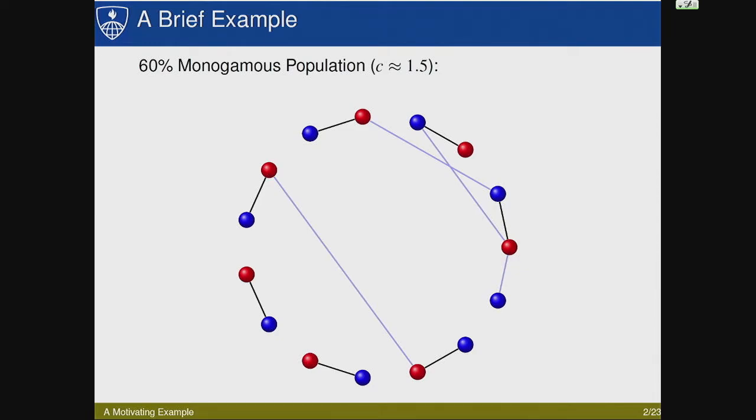Here the average number of contacts that everybody has is 1.5, and 60% of the population is monogamous. If a disease enters the population or spontaneously emerges here, it is only going to infect 4 people, about 25% of the population, and last a few generations.